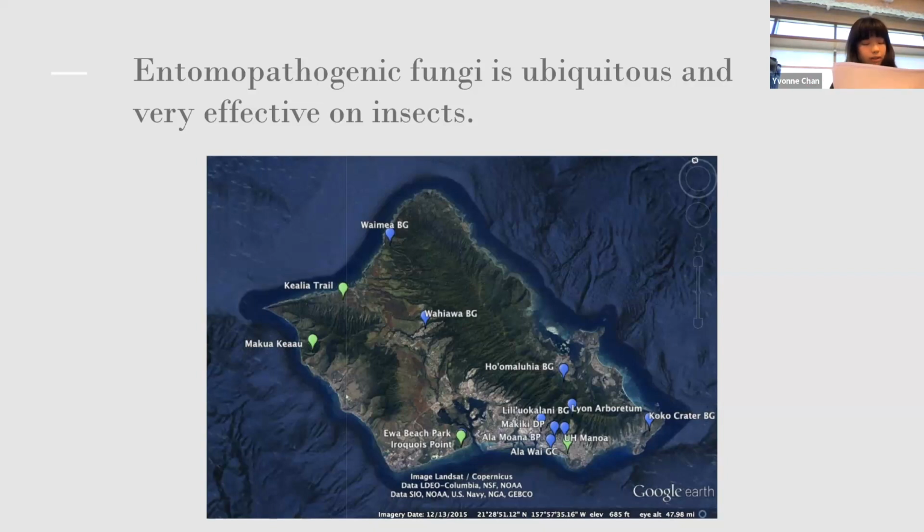Some other studies have also been conducted on this fungi on other organisms like beetles. For example, Professor Chen conducted a field study to investigate the impact of entomopathogenic fungi on coconut beetle, a pest that caused significant damage to the coconut palms.